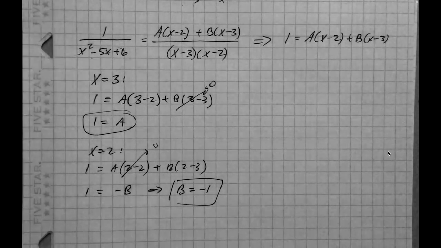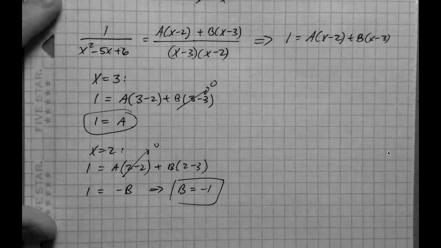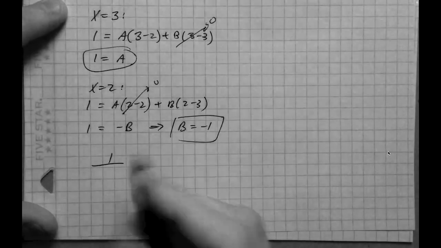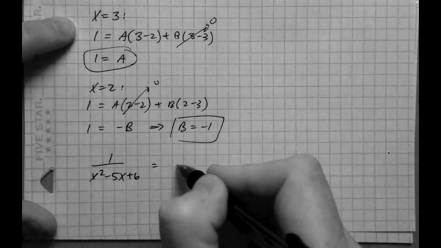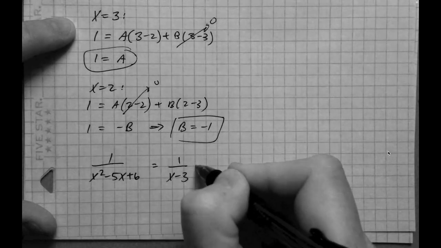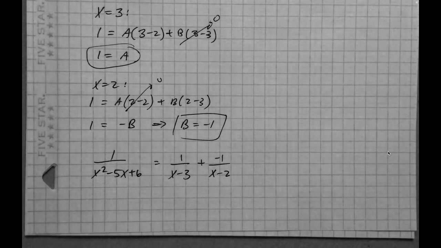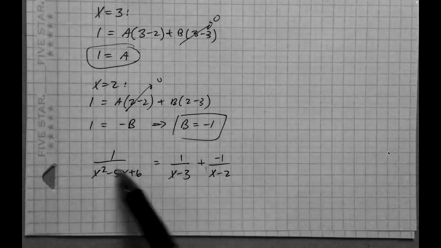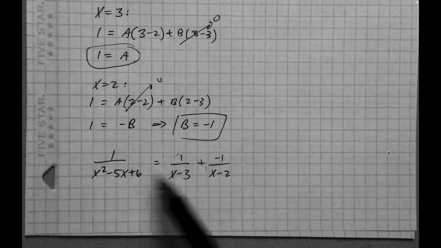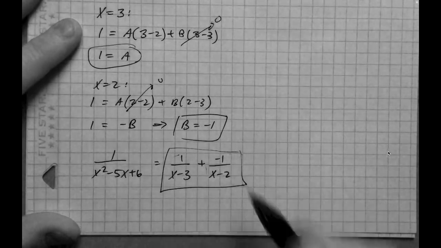Okay, all right, and so that means we have our partial fraction decomposition. So 1 over x squared minus 5x plus 6 will be equal to 1 over x minus 3 plus negative 1 over x minus 2. If you were to multiply this through, get a common denominator, and do all of the things, you'd see that this would resolve down into the original form. This is the partial fraction decomposition.